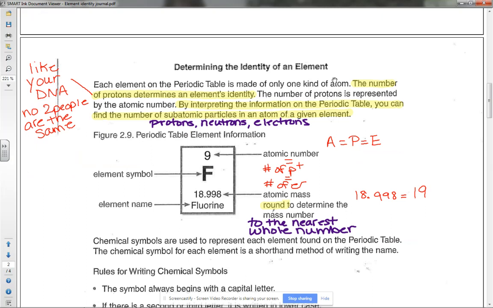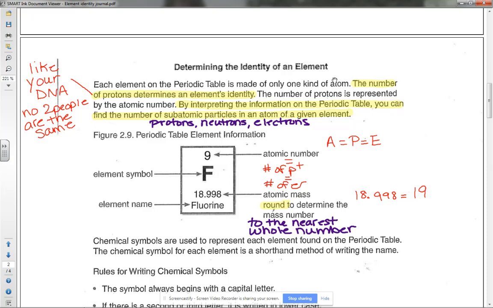Determining an identity of an element. Each element on the periodic table is made of only one kind of atom. The number of protons determines the element's identity. And if you see here, I put like your DNA. No two people are the same. I don't even care if you're twins. Even twins have separate DNA. That is what protons is to every element. No two elements ever will have the same number of protons. The protons only go with that element.